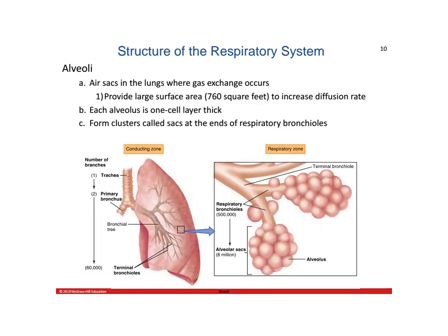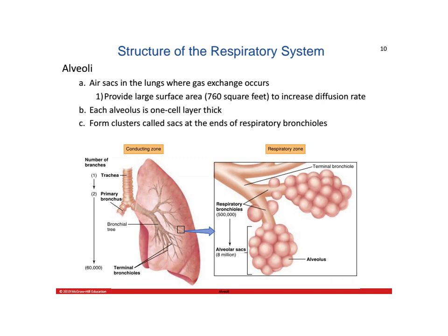So diffusion occurs primarily at the alveoli. These are air sacs in the lungs where gas exchange occurs. They provide a very large surface area, about 760 square feet in an adult, and this, of course, increases the diffusion rate. Each alveolus has a wall that's only one cell layer thick, and these cells are squamous, meaning they're very thin.